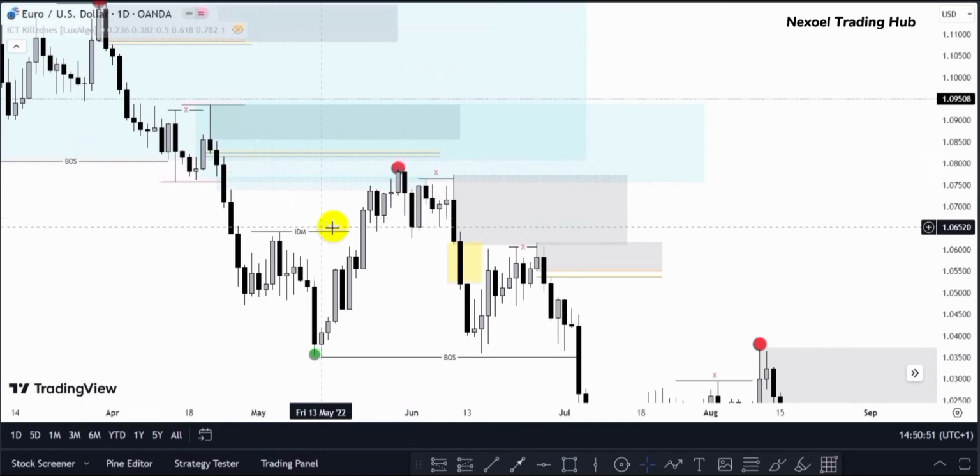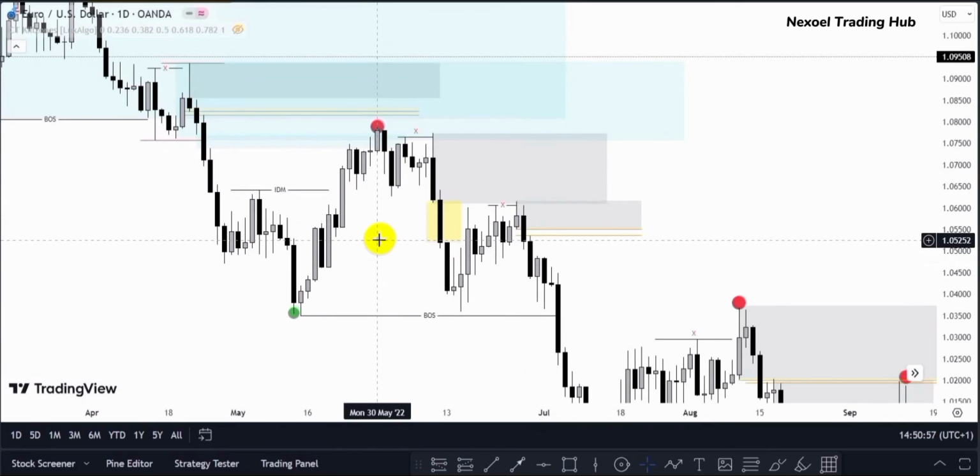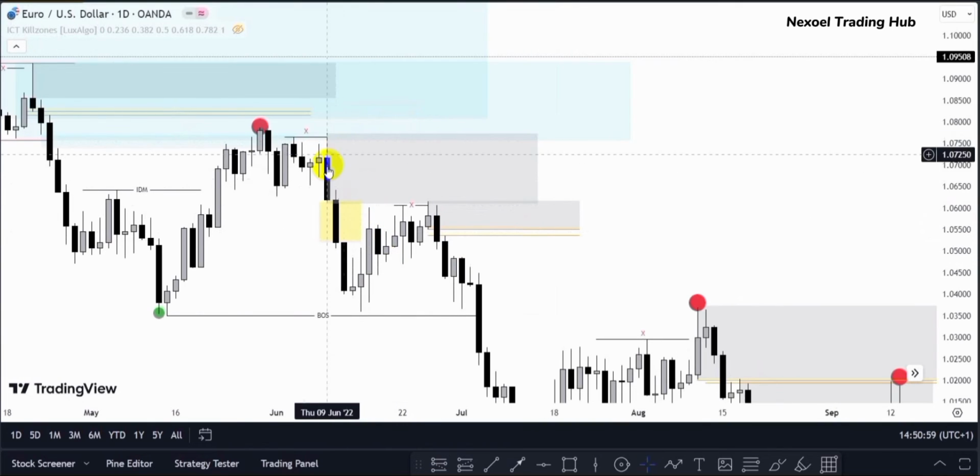So you can see we have inefficiency resting here. You see price came into that inefficiency, filled it up, and then you see it drop to the downside. So you can see that this is a valid order block too, because you can see this sponsor moved to the upside, raided this liquidity resting here. This is the valid order block because we have the raid of liquidity and then we have the imbalance here.